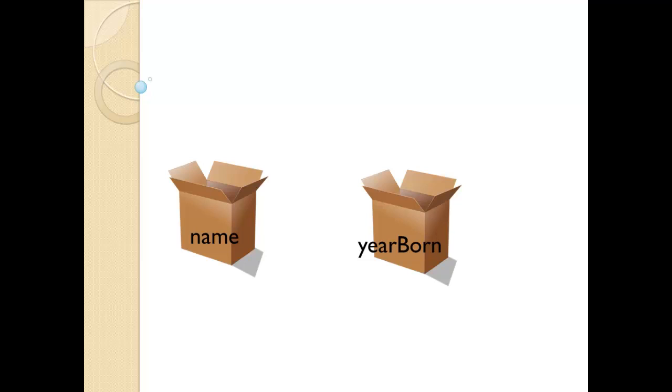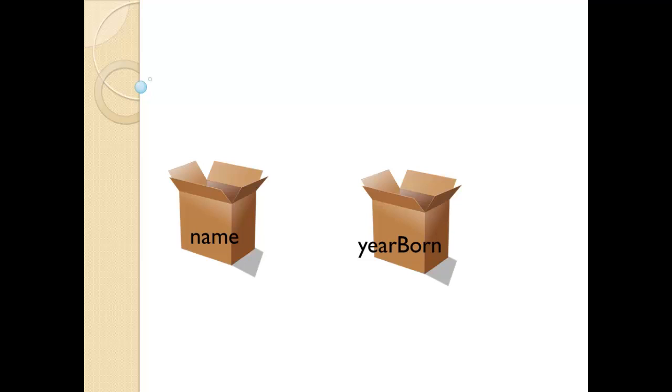We also have to tell the computer what kind of information is going to go in our box. So the name box will have to say, well, there's going to be text in here. And the year born box, we're going to have to say, this should hold a number. And in fact, we have to be more specific than that. We have to tell it whether it's going to be a whole number or whether it's going to be a number with decimals.